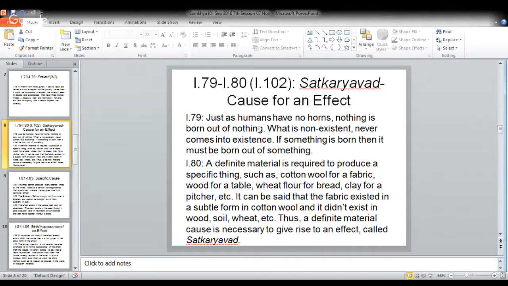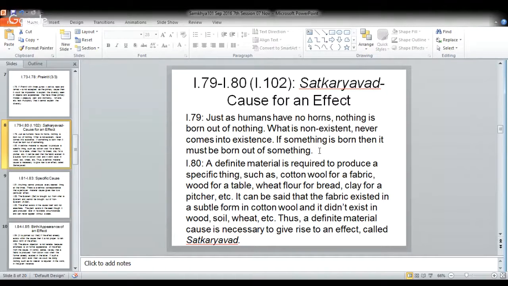So existence is a characteristic. If there is nothing, nothing means nothing, no thing. Nothing means non-existence. Now that non-existence cannot give rise to anything. So what is non-existent never comes into existence. If something is born, now this is my corollary, it was not necessary. If something is born, then it must be born out of something. But his original statement is merely talking about na asat, non-existence. Non-existence cannot give rise to utpad, meaning giving birth to anything. Like human beings have no horns, that's it. It doesn't exist.